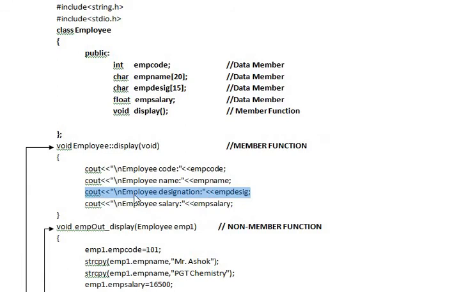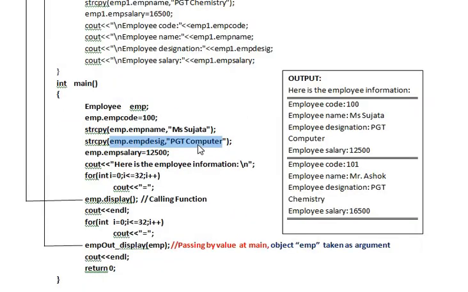Then the third statement prints the text employee designation, which is within inverted commas, followed by the value assigned to the data member EMP desig into the output. As the value assigned to the data member EMP desig was PGT computer, you can see employee designation as PGT computer in the output.